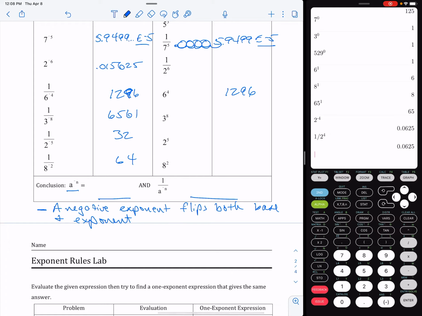Now, what do I mean by flip? Well, if you look at this, a to the negative n really became 1 over a to the n, and the negative goes away. 1 over a to the negative n flips, and it goes to a to the nth power. So that negative exponent really flips the entire exponent expression. If you've got a negative exponent in the numerator, it's going to flip it to the denominator and make it positive. And if it's negative in the denominator, it's going to flip it into the numerator and make it positive. And then you'd evaluate it. So that's what the negative exponent does. It's a flipper. That's what I need you to understand about the negative.